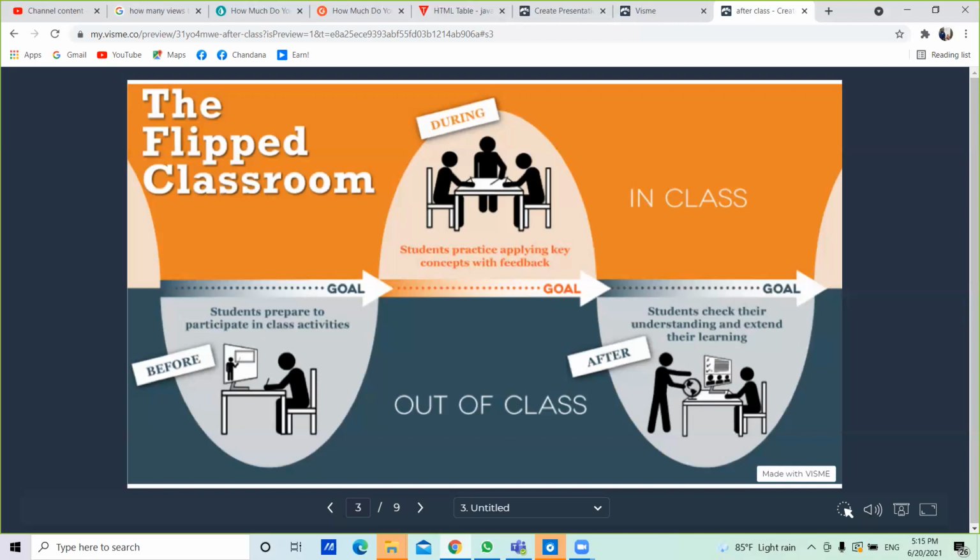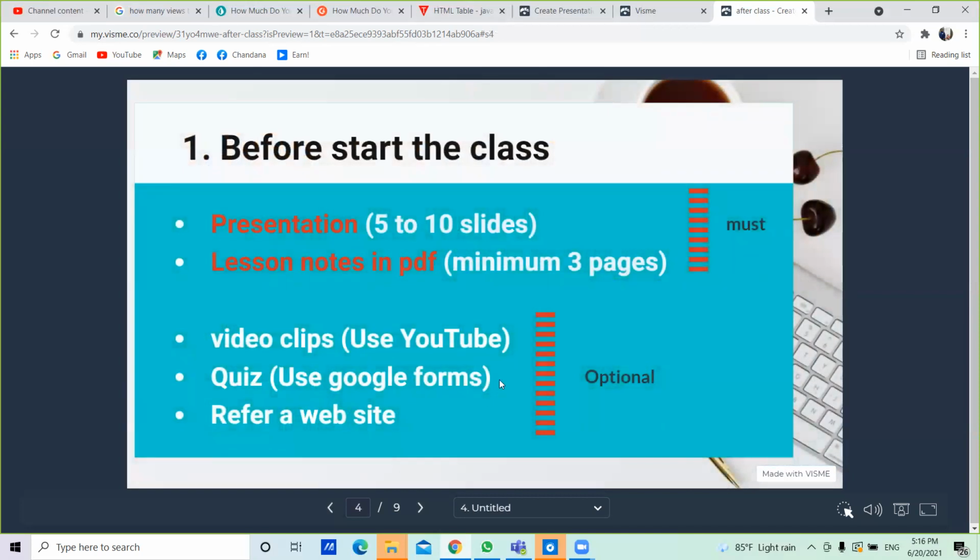Right. According to that point, we are going to plan an online lesson here. In the online lesson, the first thing you want to think about is before starting the classroom. These before-class activities I have divided into two parts: the must and the optional. The must means you have to do it. It's a compulsory thing, right?